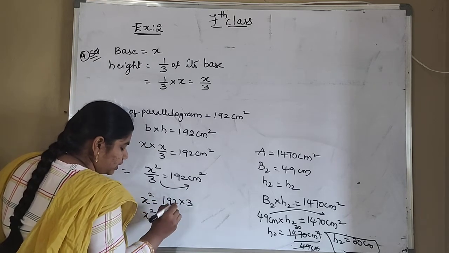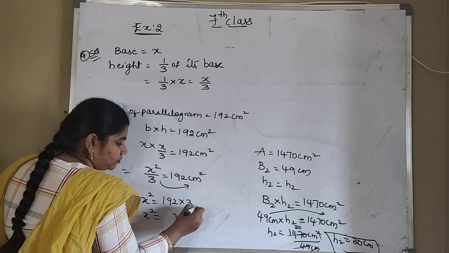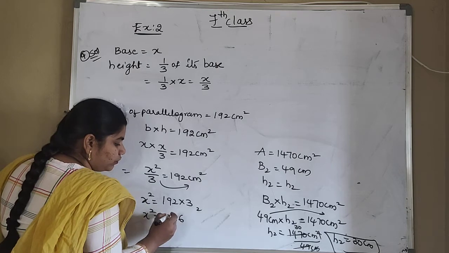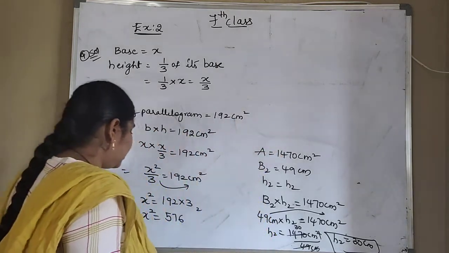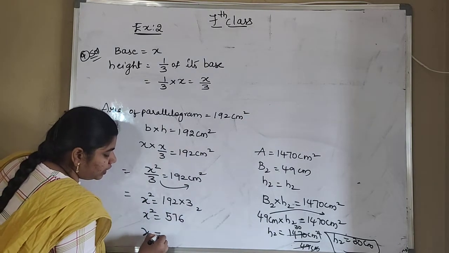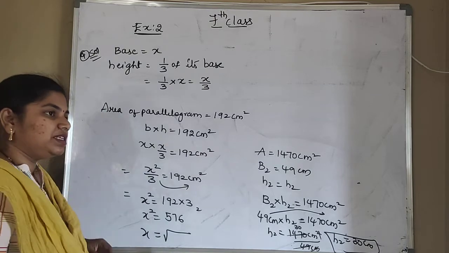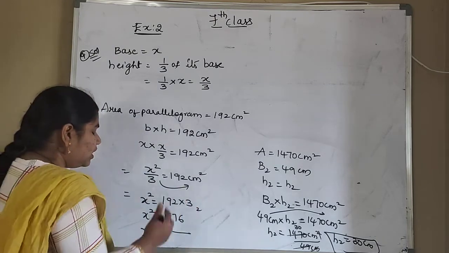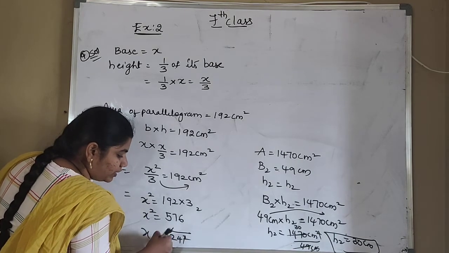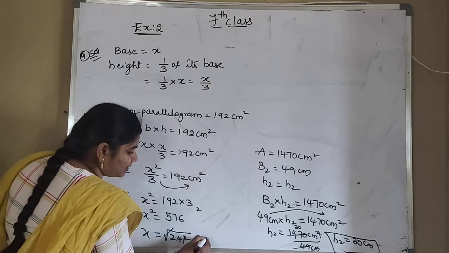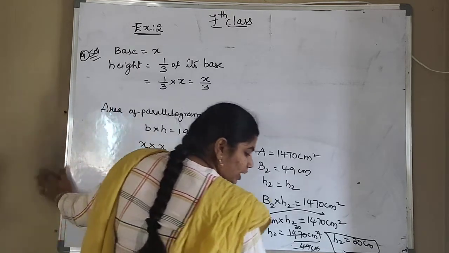So x square is equals to 192 into 3. 3 2s are 6, 3 9s are 27, 3 1s are 3, 3 plus 2 will be 5. So you got 576 centimeter square. So x will be equals to square root of 576. What is the square root of 576? 24. 24 square is 576, so you can write 24 square. So square and square root will get cancelled. So x value is how much now? 24. So you got the x value as 24.